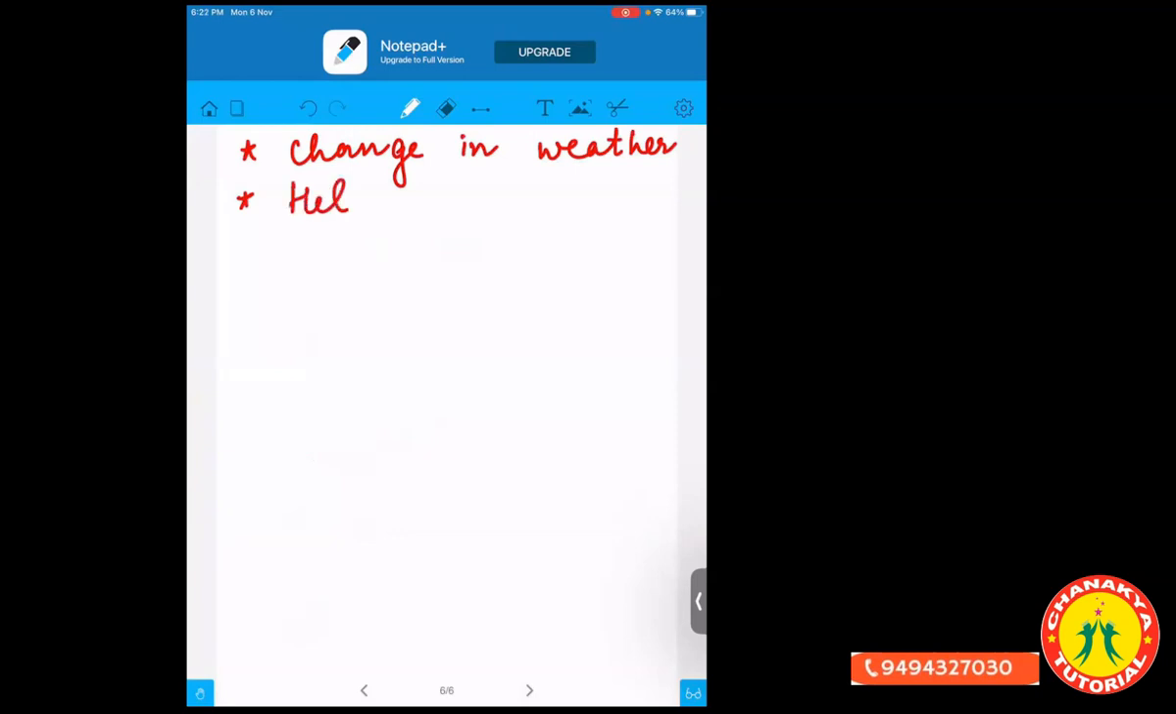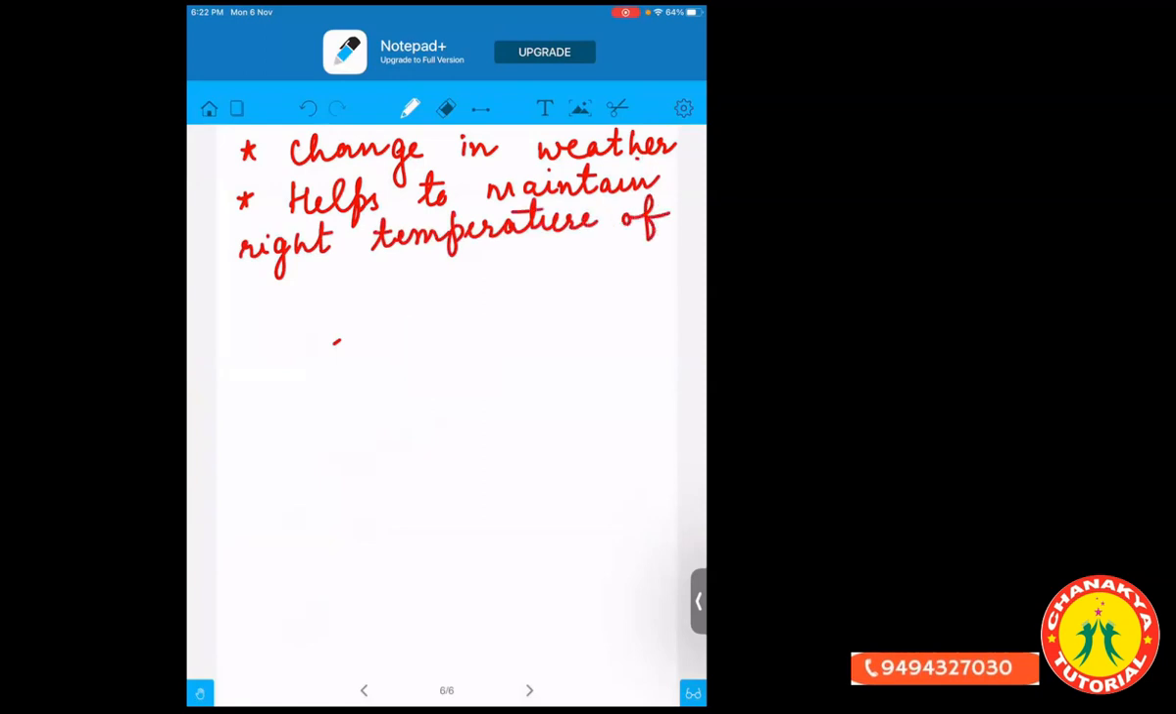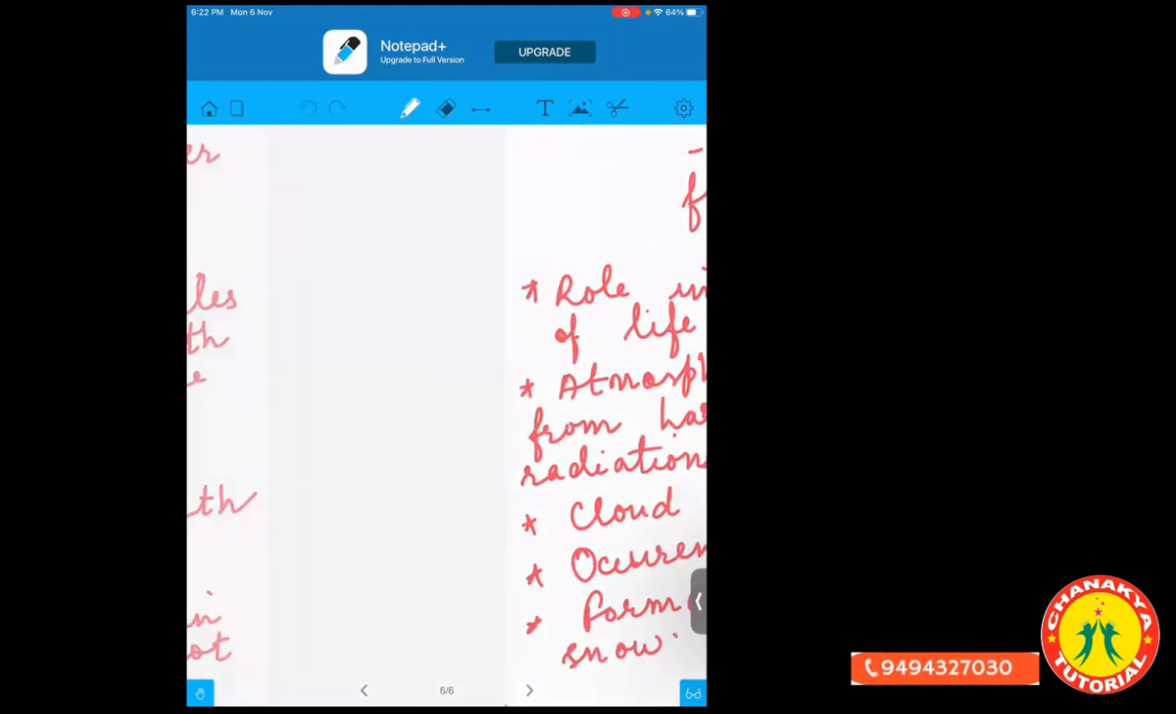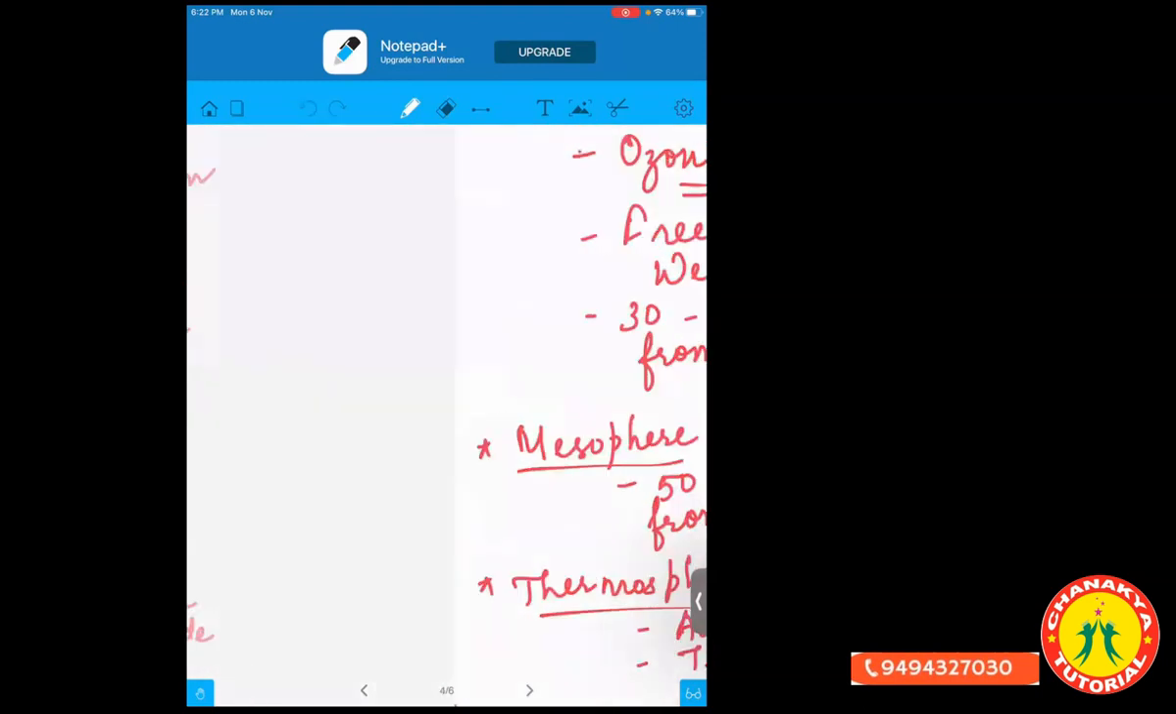It also helps to maintain the right temperature of the earth. So these are the points related to the atmosphere. So the atmosphere is a layer around the earth.